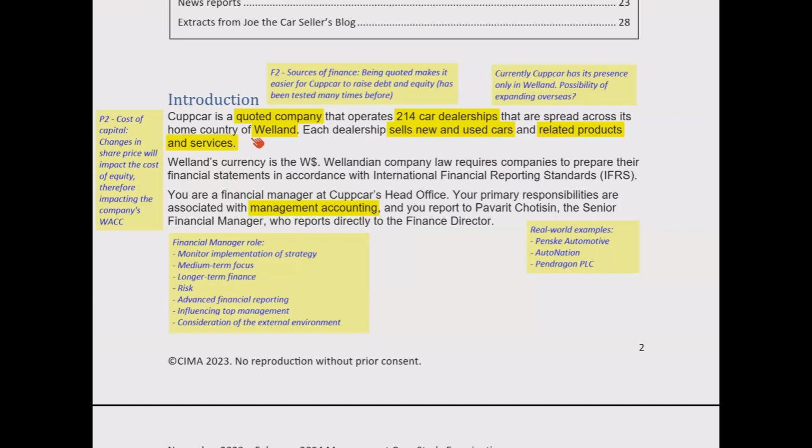Okay, then. So Cuppcar operates in Welland, solely based there, as we've said, and they sell new and used cars. More about that to come. And they also sell related products and services. Now, when we get on to looking at those various different income streams, it's interesting to see the different level of profitability. And what we can see is that it's definitely the case that some of these additional products and services are more profitable than the actual initial sale of a new car. So we need to be thinking about those different levels of profitability from these different income streams.